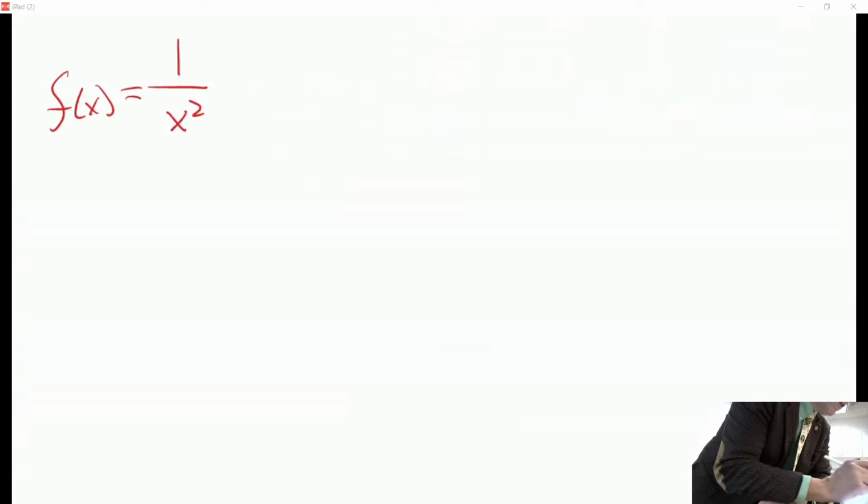And then the other one we need to do is going to be the square root of x. Maybe we'll do the square root of x cubed, just to make it a little bit more interesting. Okay, so let's do this one first. So I want to do the derivative.